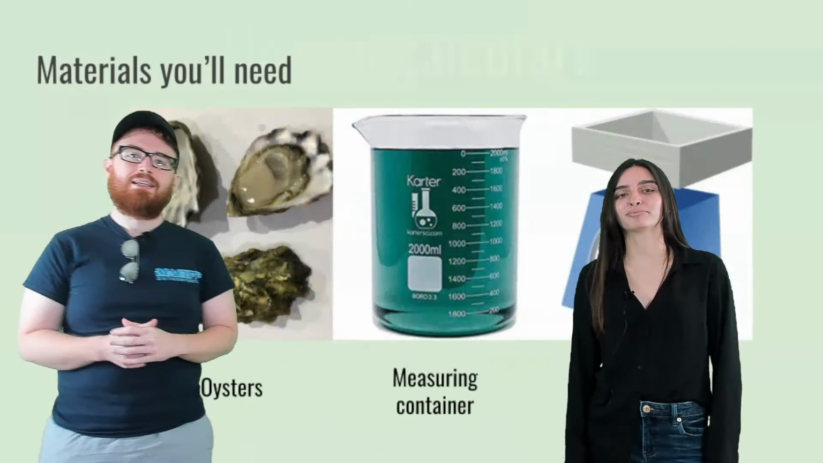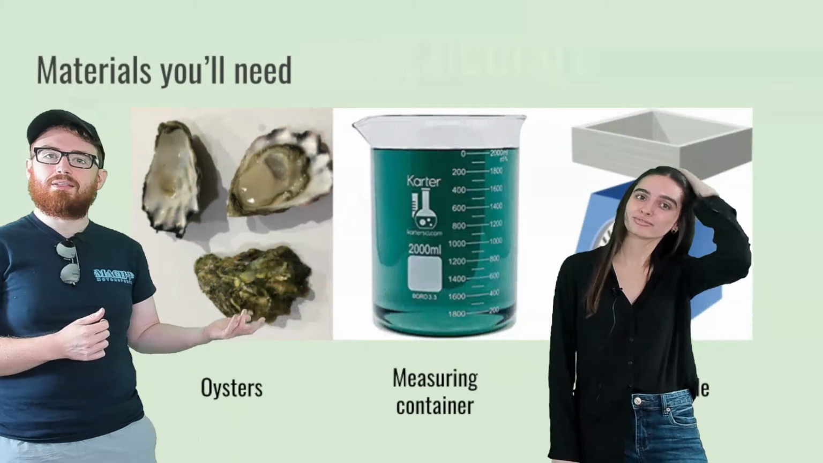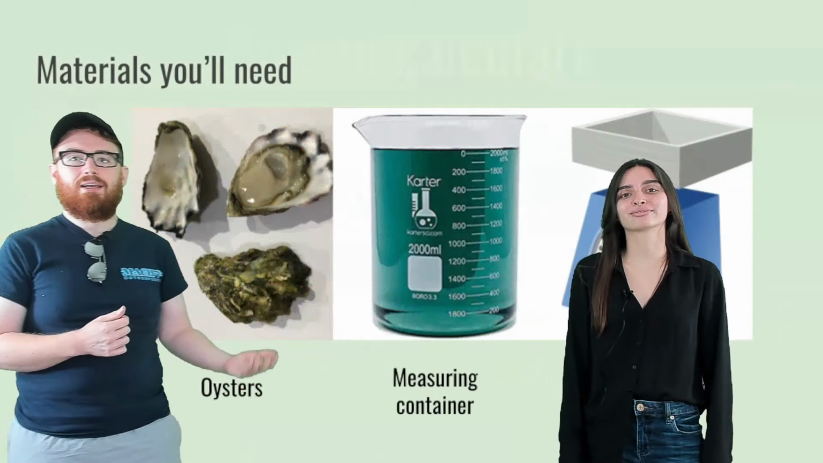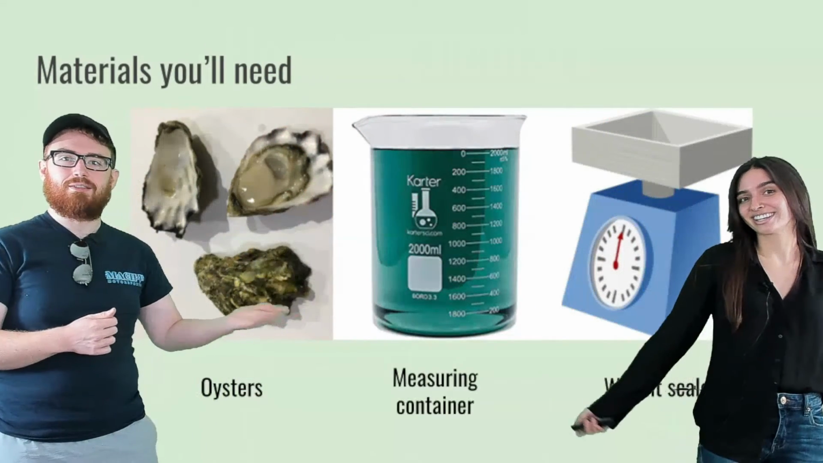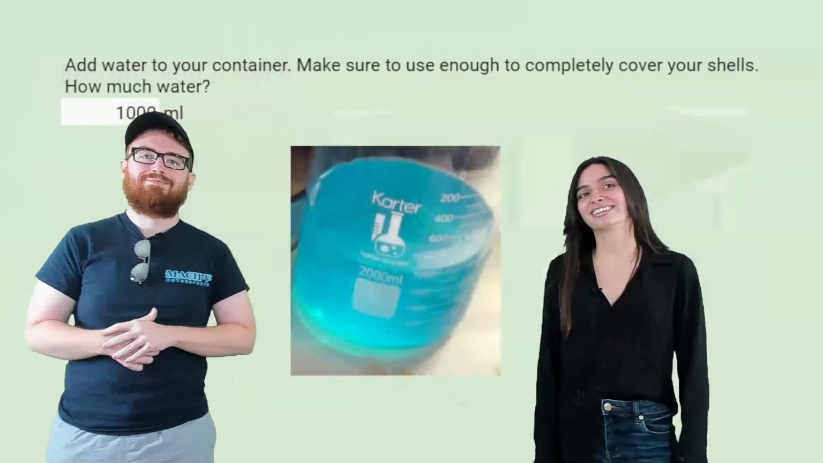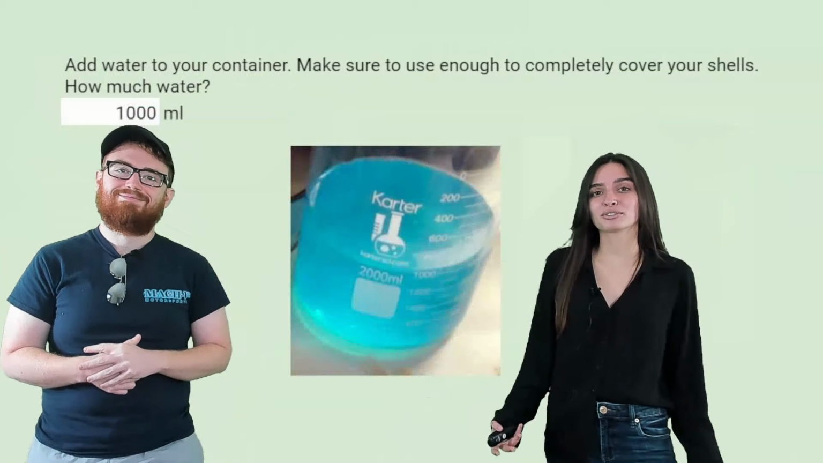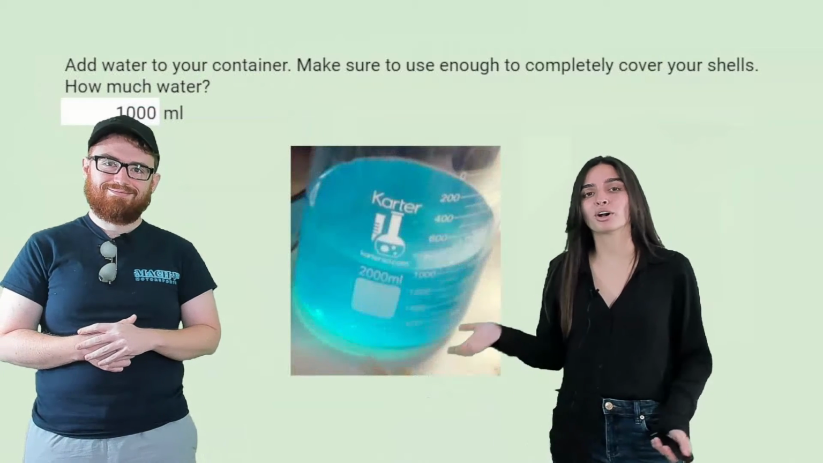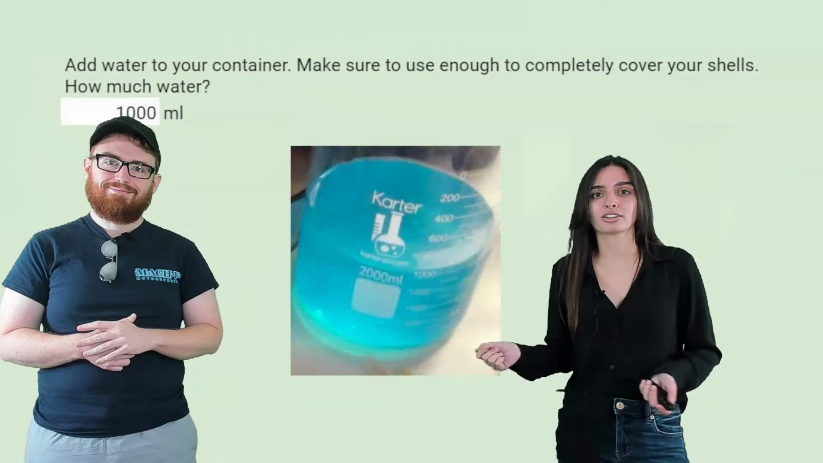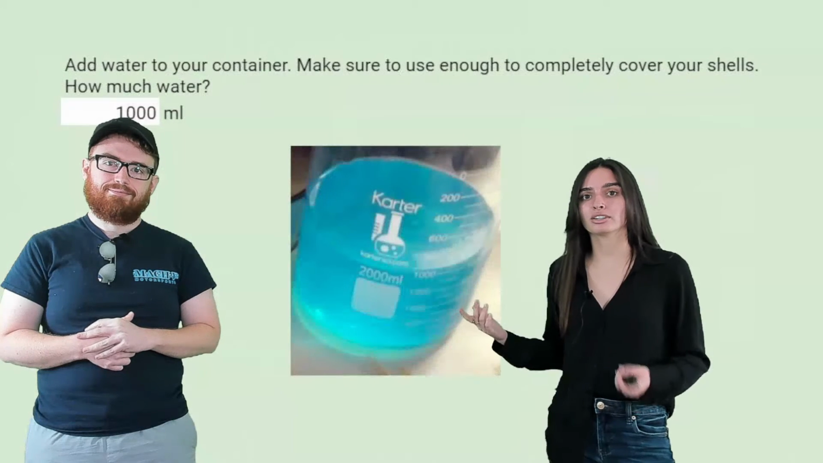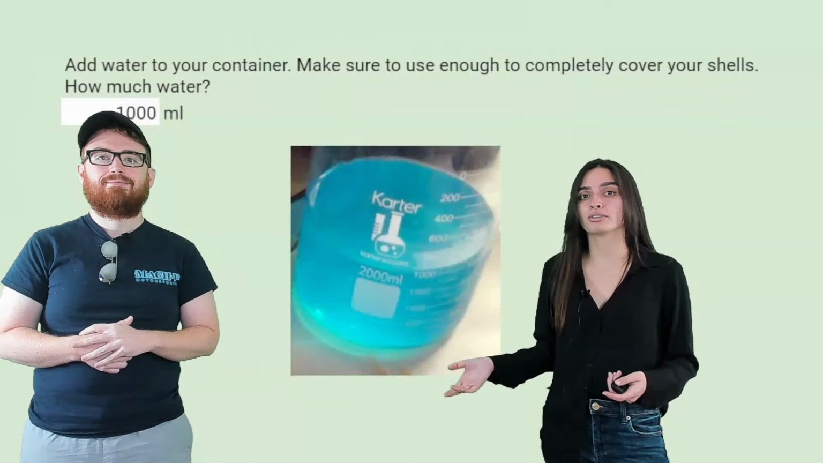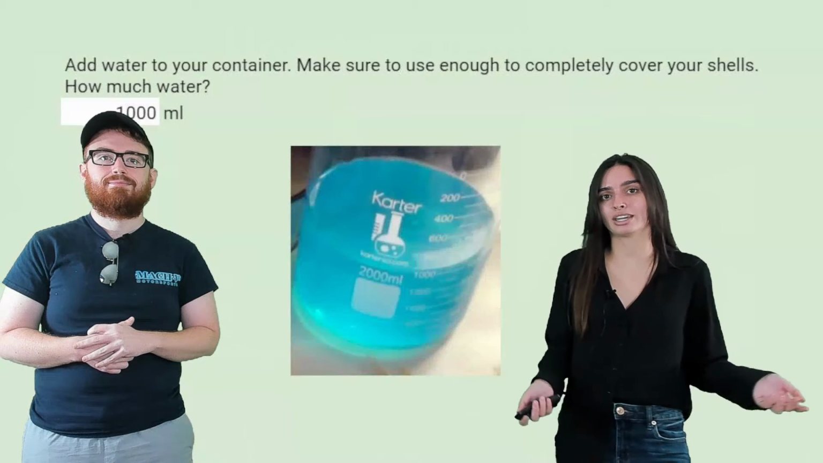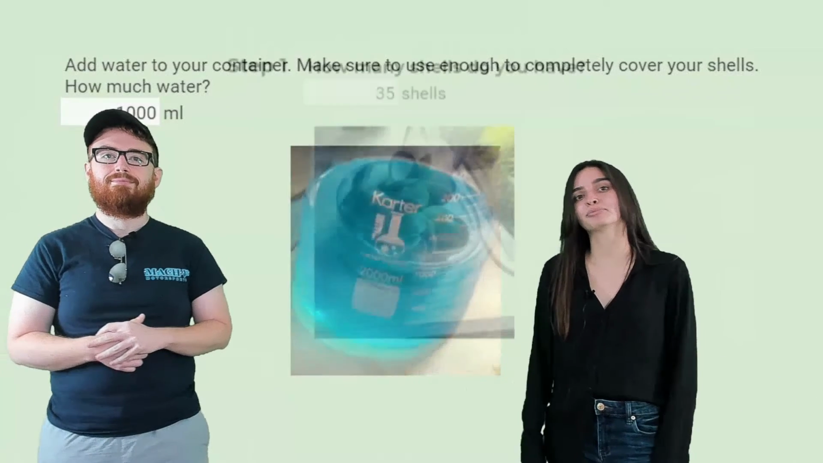Thanks, Savannah. You'll just need a few materials for this lab. You need some oysters, and a measuring container for your oysters, and a weighing scale for your oysters. Everything for the oysters. So what you're going to want to do first is go ahead and take some water or any liquid, and pour that into a beaker or any container you have. Just be sure that you measure how much of the liquid you're pouring in. So for our lab, we went ahead and did 1,000 milliliters.